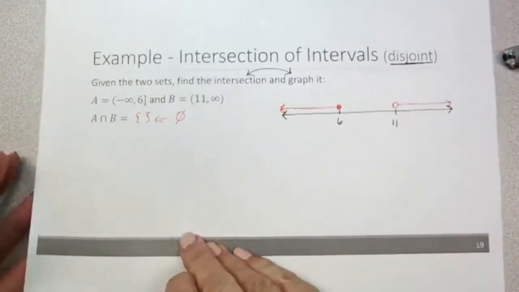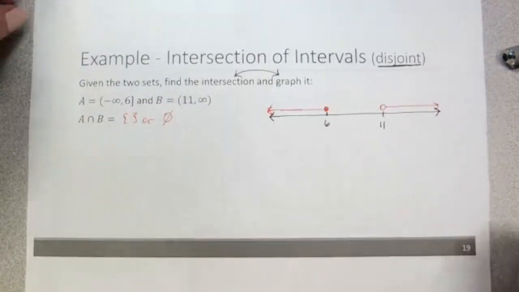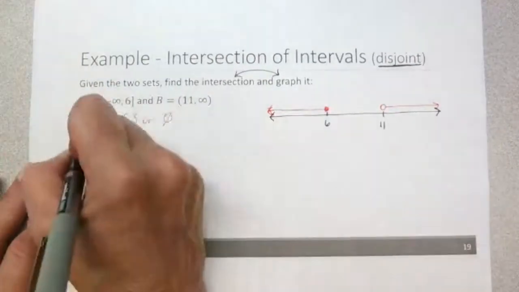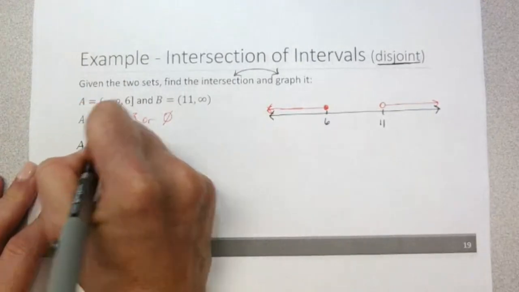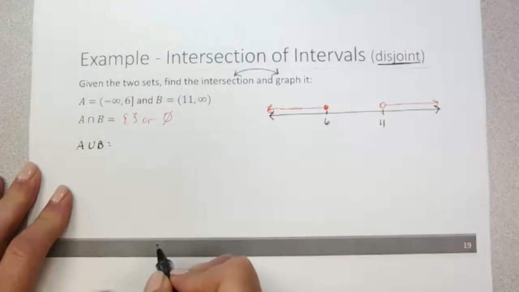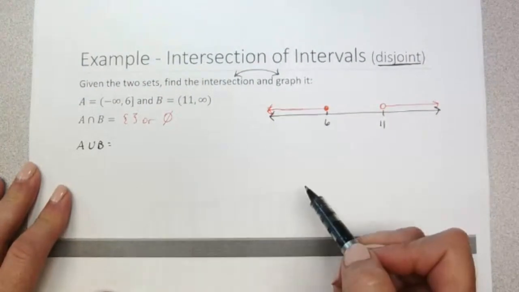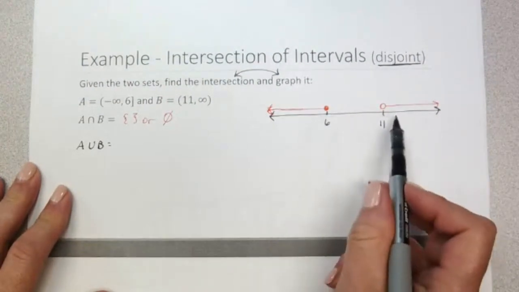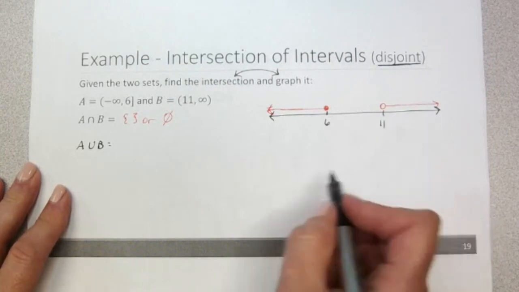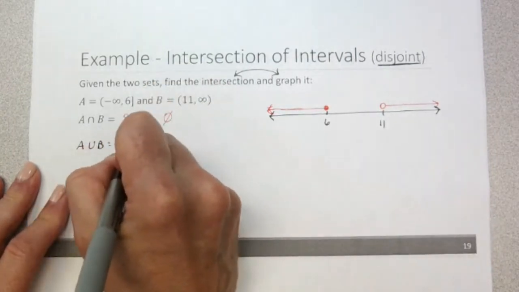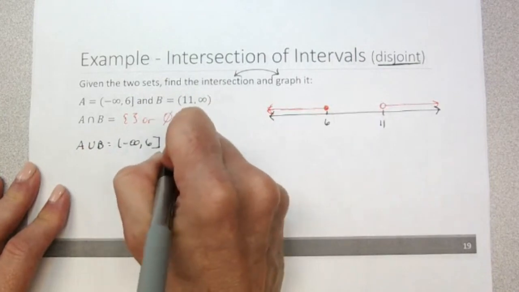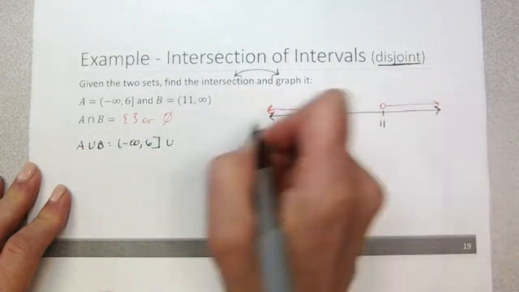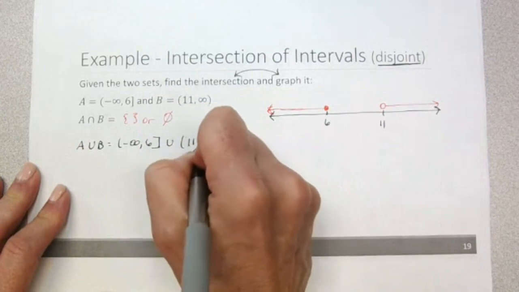What about the union of these two sets? What about the union? Let's do it. Let's just find the union for the heck of it. A union B. Okay, that's everything that's in either A or B, right? Either set. So let's see, that's just going to be -infinity to 6, closed at the 6, in union with 11 to infinity, open at the 11.